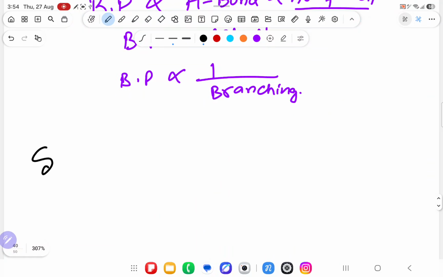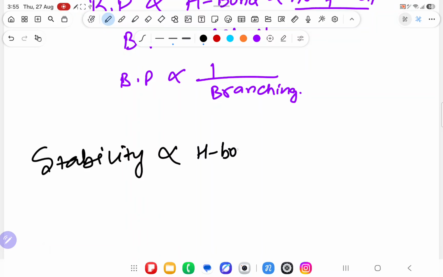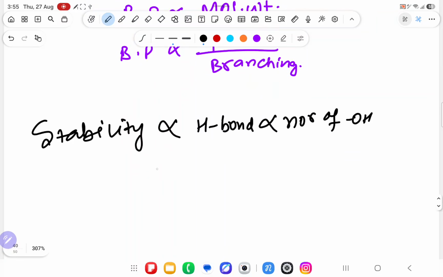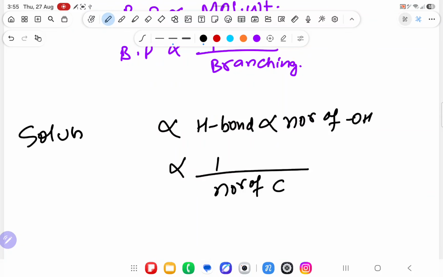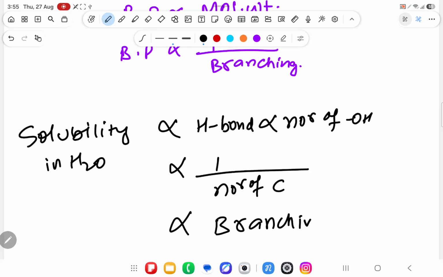Second topic, they will ask about solubility. Again, solubility is directly proportional to hydrogen bond, that is directly proportional to the number of OH, how many OH are there, and solubility is inversely proportional to the number of carbon. Why? The more the carbon, the less soluble. Solubility in water. The more the number of carbon, the less soluble in water, and the less the branching, everything is at one place, so more soluble. If less branching, more soluble.